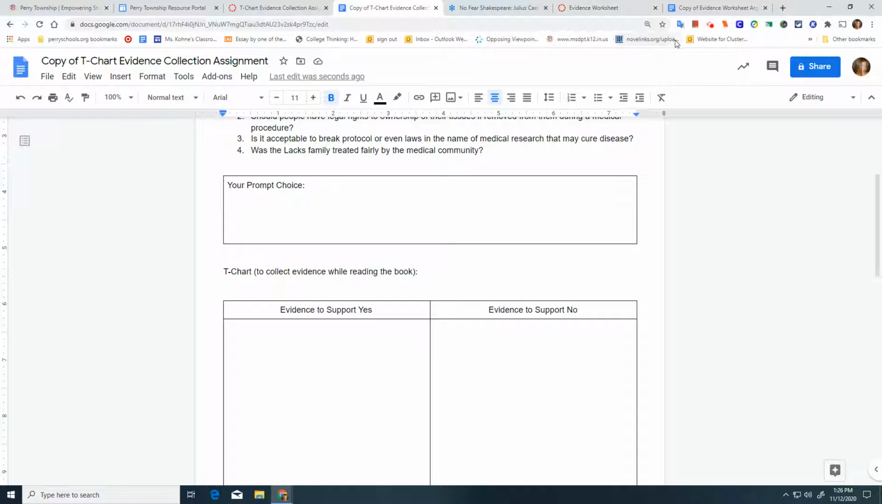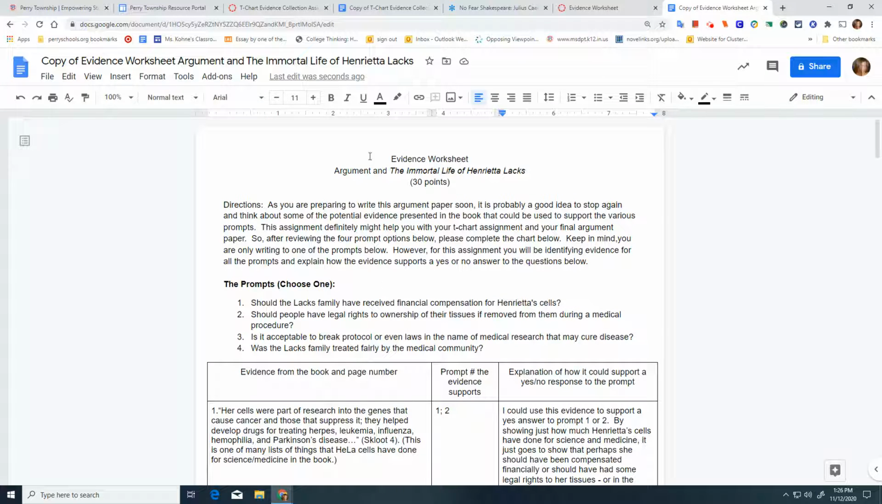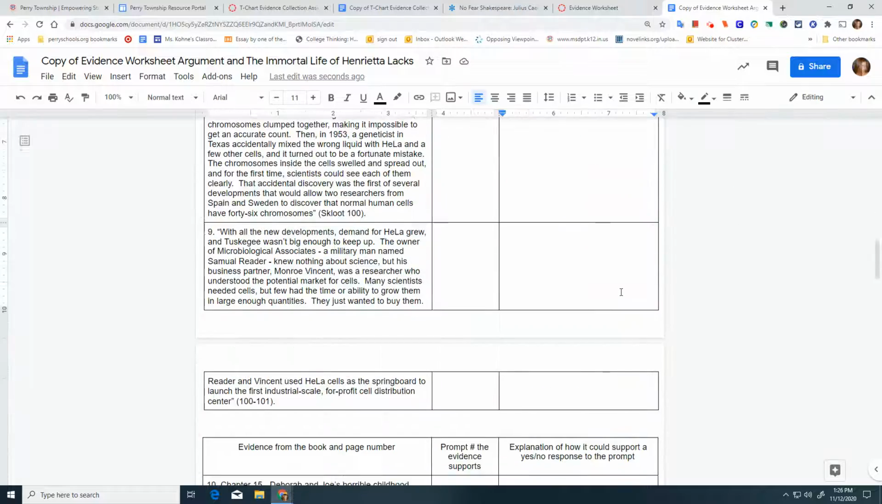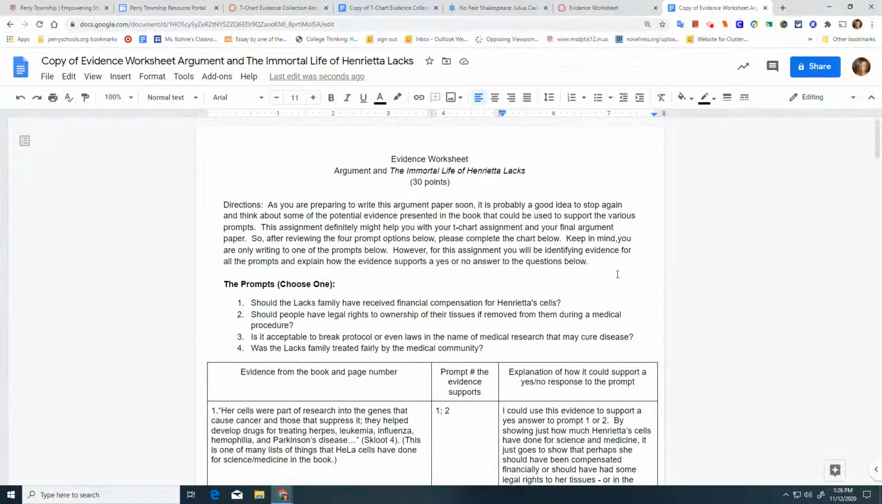All right, so I hope that this has helped you understand this evidence worksheet, and I hope that it helps you finish your T-chart and gives you some ideas for evidence for your prompts. Keep in mind, for the final paper, you'll have to find 3 additional sources, and we'll talk about that next week in class and get you started on that plan for your final argument paper.